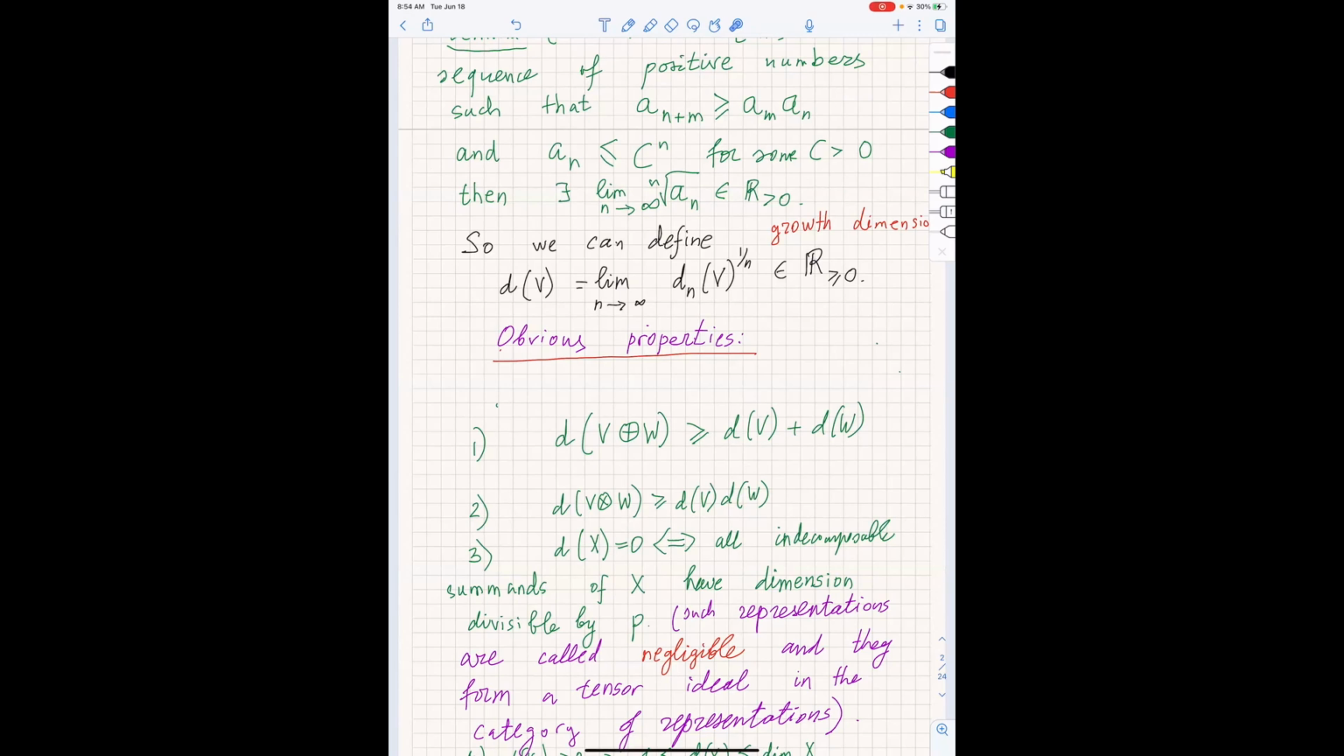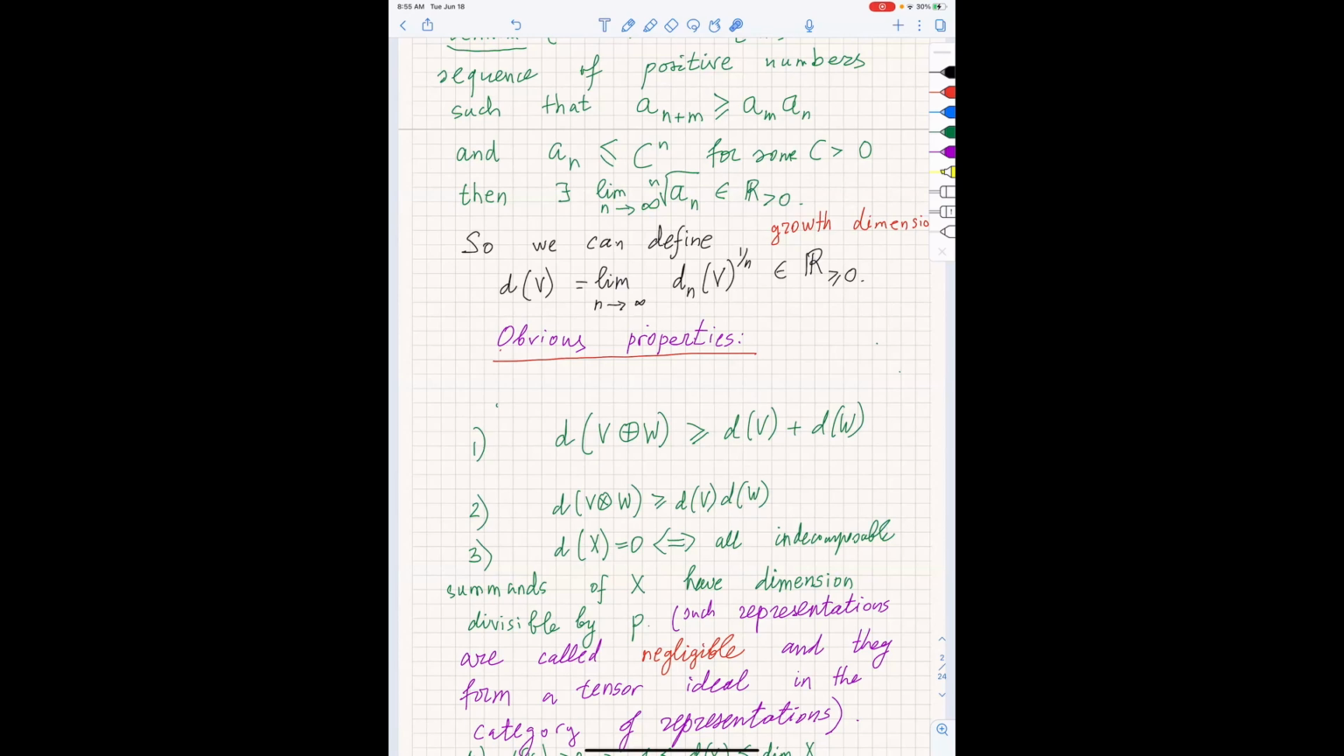So it turns out that if you have an indecomposable representation of dimension divisible by p, this is called a negligible representation. And it is not difficult to show, and well known in modular representation theory, that if you tensor such a representation with another one, then all summands you will get will also have dimension divisible by p. They will all also be negligible.